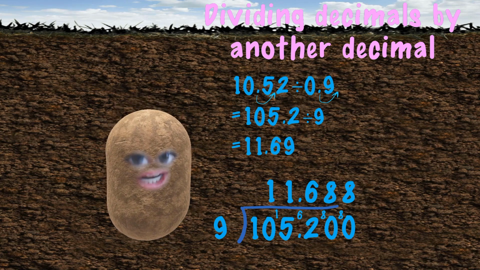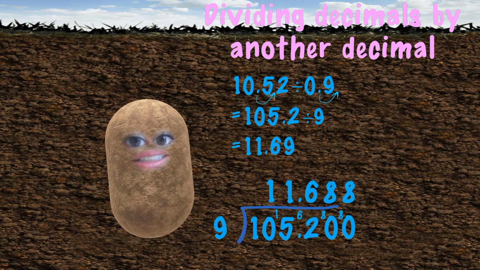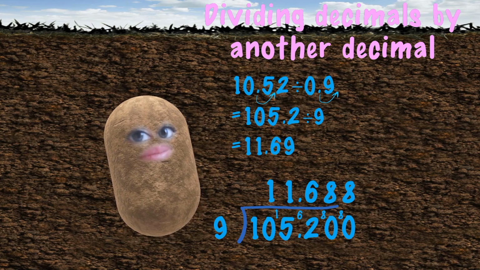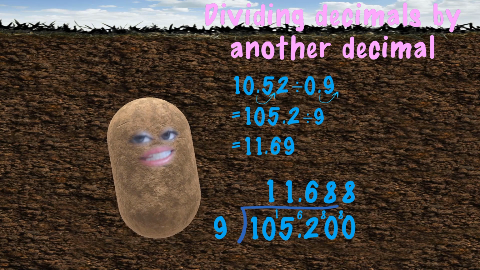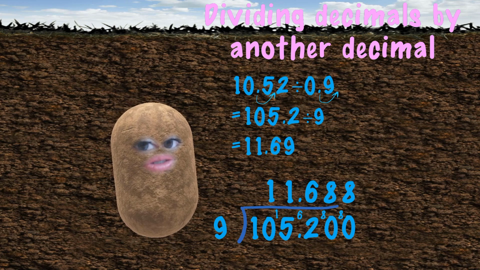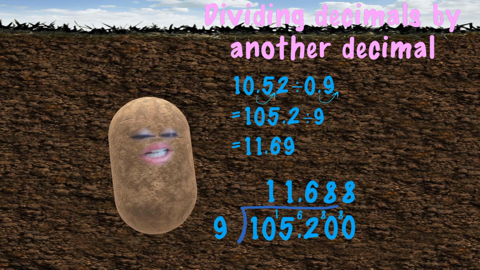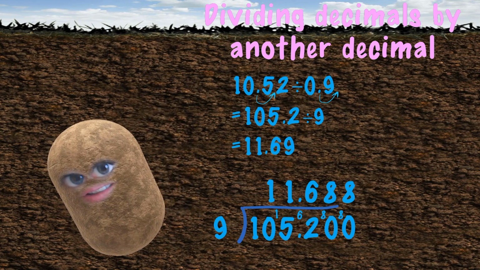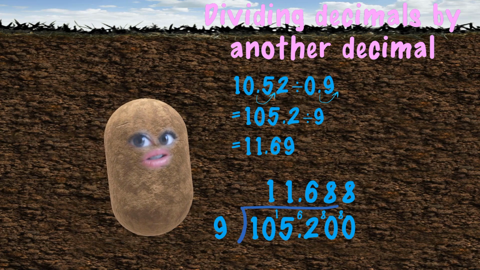That's it. I hope you understood, and whenever you see 2 decimals, you can multiply both numbers by the same amount of tens or hundreds. And whenever you see the dividend, it goes under the division sign. The divisor goes to the left of the division sign, and your answer is called the quotient.